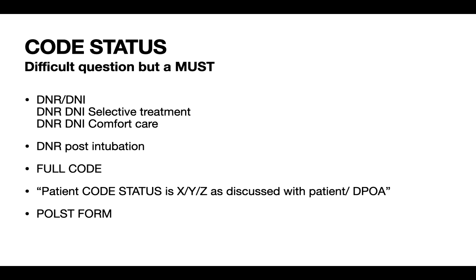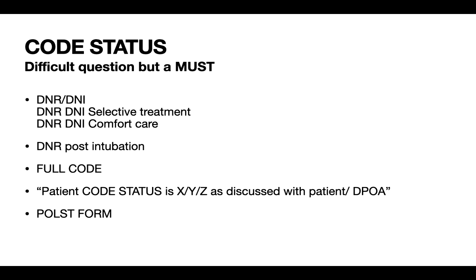Code status. Let's try to group this into 4 different groups. The patient can be DNR, DNI. Within DNR, DNI, he can choose to have selective treatment, like just antibiotics, maybe vasopressor support, but no intubation or resuscitation. Or he can say, no, do not resuscitate me or intubate me, and I also don't want your antibiotics, just keep me comfortable. I don't want to be in pain, I don't want to be short of breath, let me pass in a comfortable way.